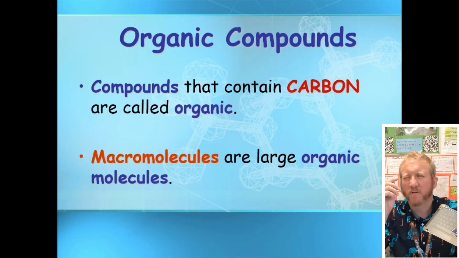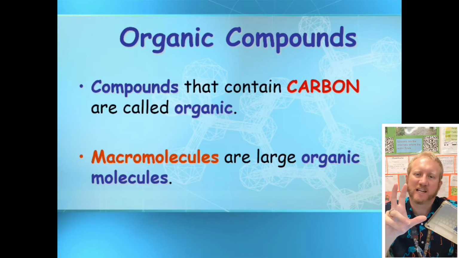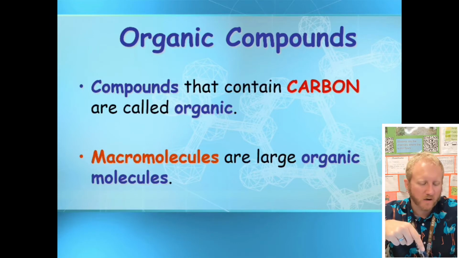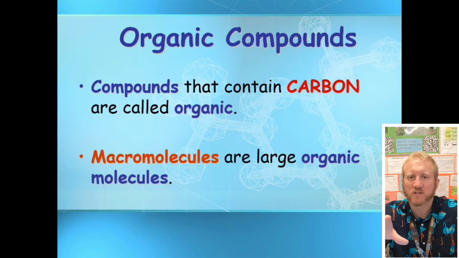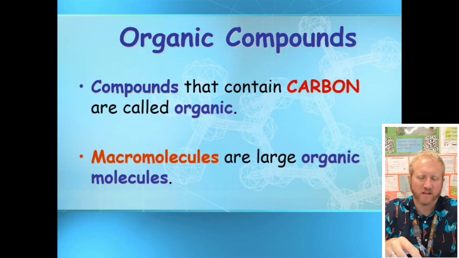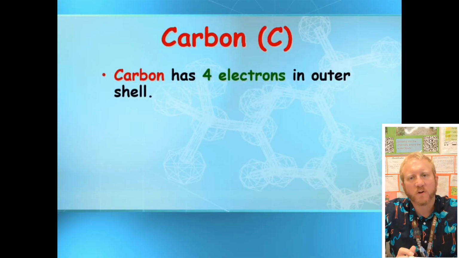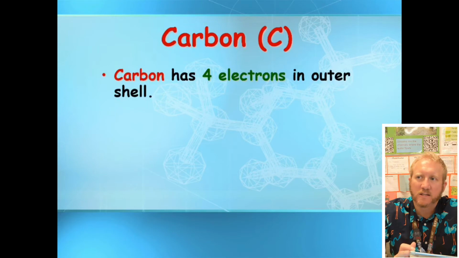Macromolecules, because if you remember from chemistry, molecules are just any atoms that are chemically bonded together, right? Macromolecules are large organic molecules, thousands and thousands of atoms, 3D shapes and stuff like that. So starting us off, we're talking about carbon. Carbon is an element. It is number 6 on the periodic table.